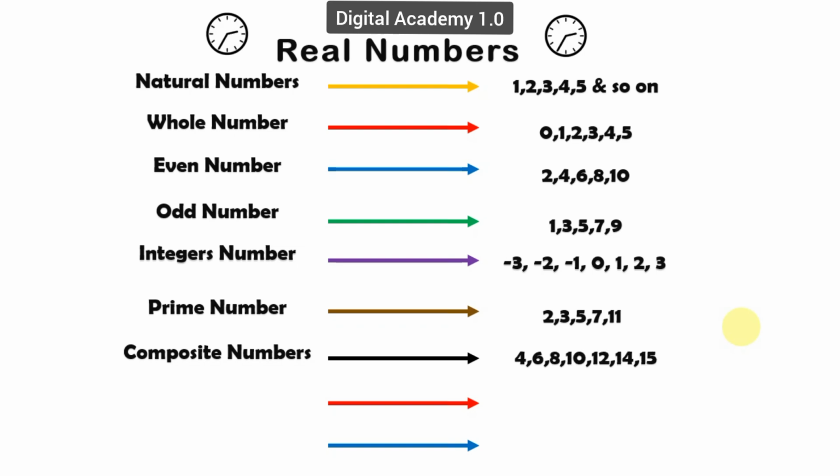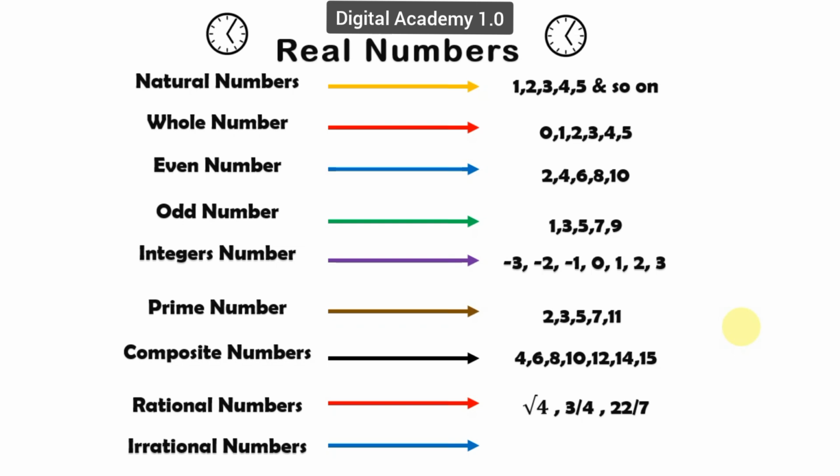Next, rational numbers. Those numbers that can be expressed as a fraction, generally represented by capital letter Q. For example, square root of 4, 3 by 4 or 22 by 7. Next, irrational numbers. Those numbers that cannot be expressed as a fraction. For example, pi value, exponent value and square root of 2.